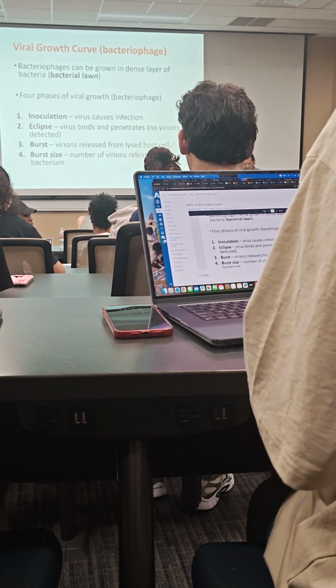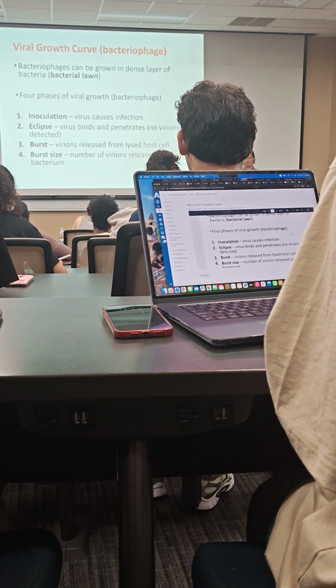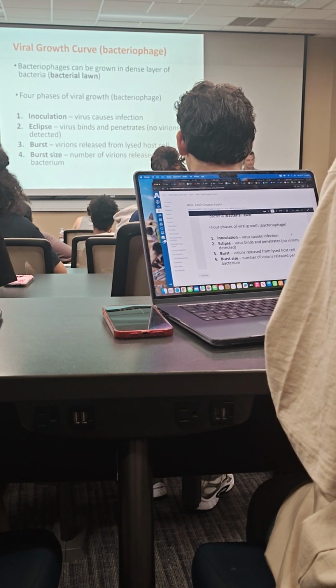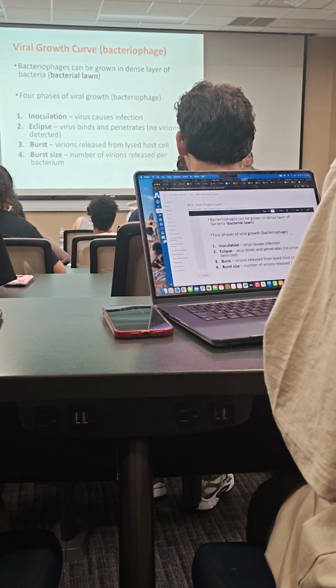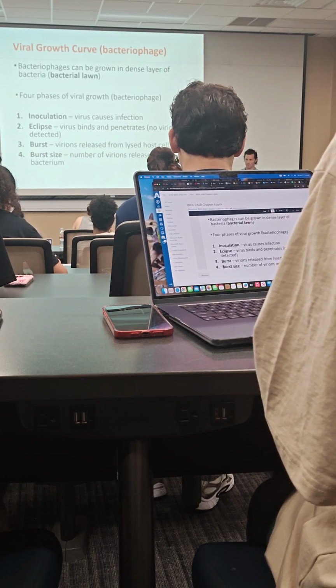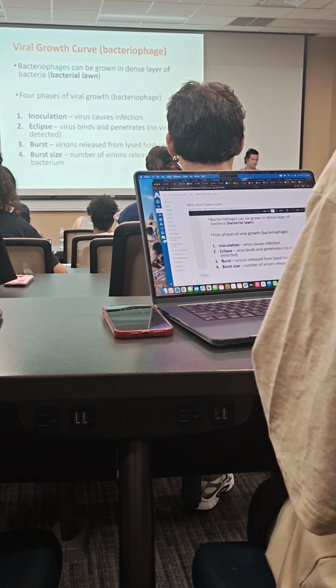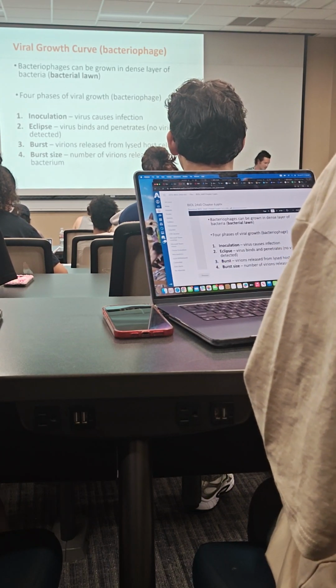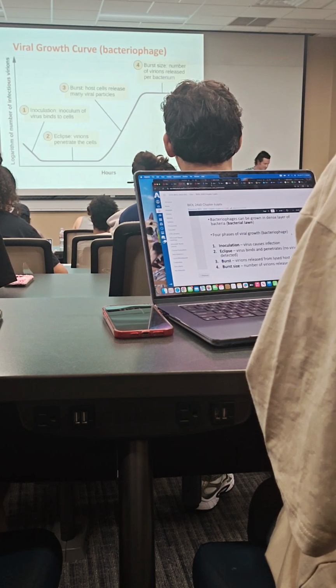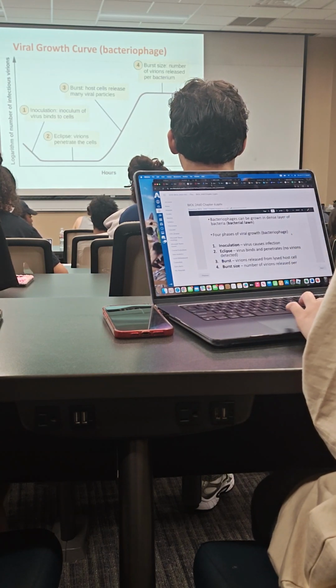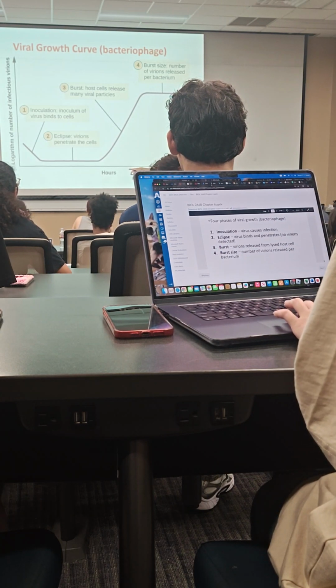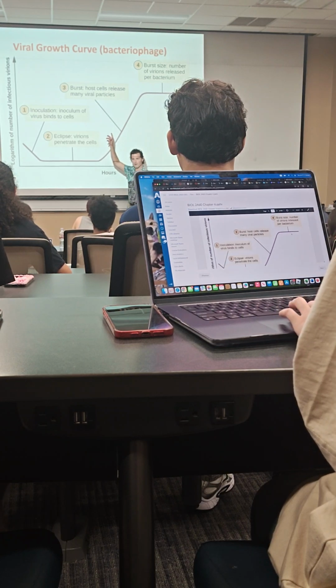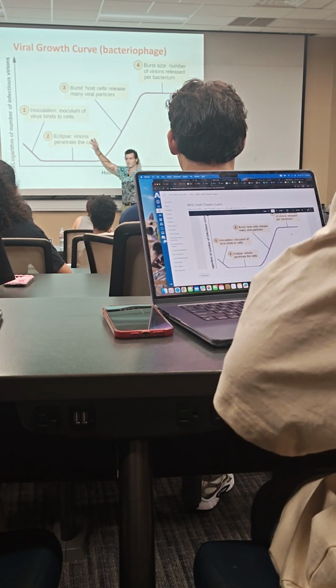Now, we do most of our virology studies with bacteriophages because they're easy to work with and we don't mind killing bacteria. And this helps us understand how viruses replicate and grow over time. So we're going to look at 4 stages of viral growth: inoculation, incubation, burst, and burst size. And this is what it would look like if we graph this out. On the y-axis, we have the number of virions, number of viral particles.